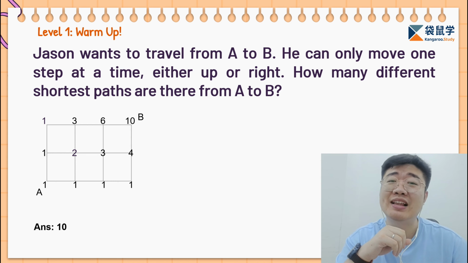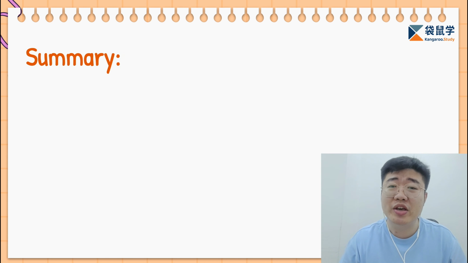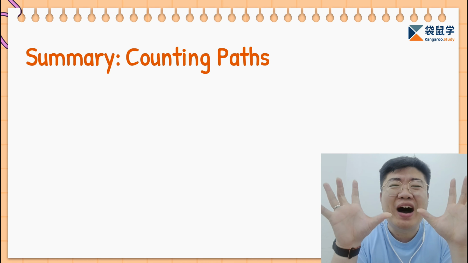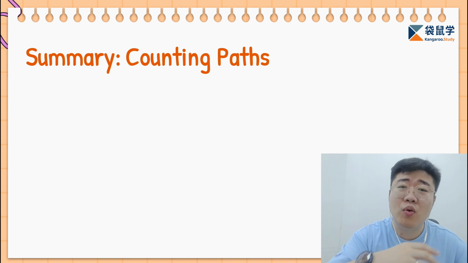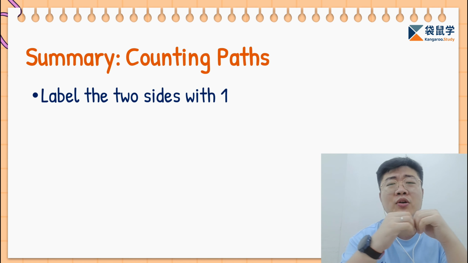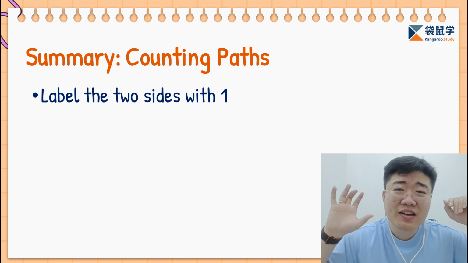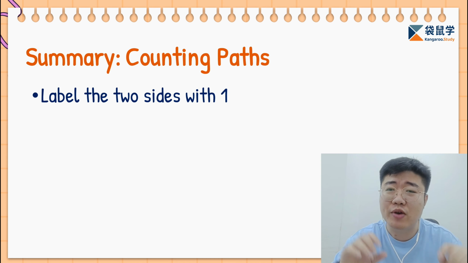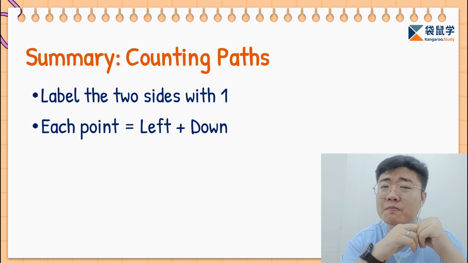Now, let's do a quick summary on the question here. This type of question is what we call the counting path question. Now in this question, what's the first thing we did? Wow, we did labeling the two sides with 1 because they are one direction only. Now, what's the other thing we did? Perfect! To find each of the other points, we add the two points that are one step away, so it's the left and the down. Adding them together, we find the number.